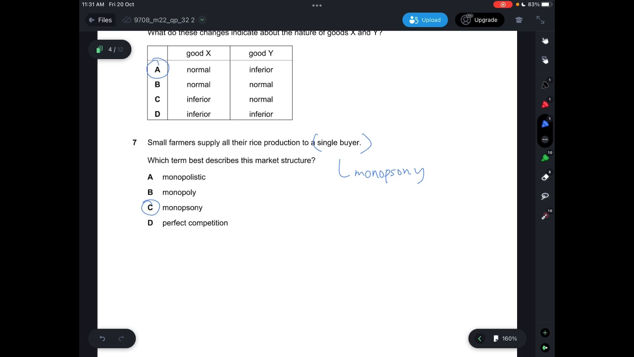Okay, monopolistic here could be monopolistic competition, which means that there are many firms, but they are selling differentiated products. Similar but differentiated products, not the same products. Related products, a better term would be related products. Monopoly basically means there's only a single seller. And then perfect competition means that there are many sellers selling the same product. And monopsony is basically meaning that there's a single buyer, so I'll say C.